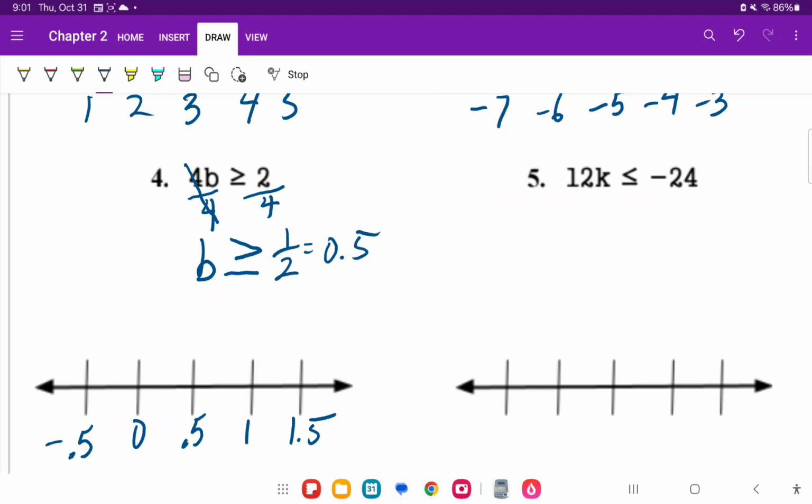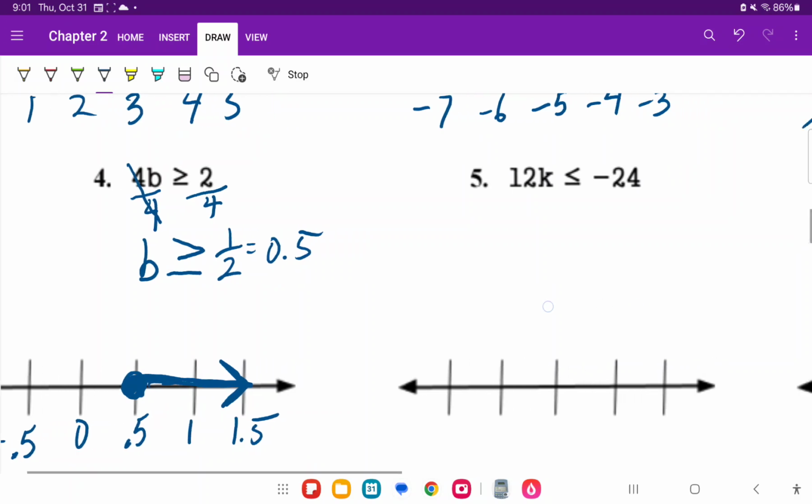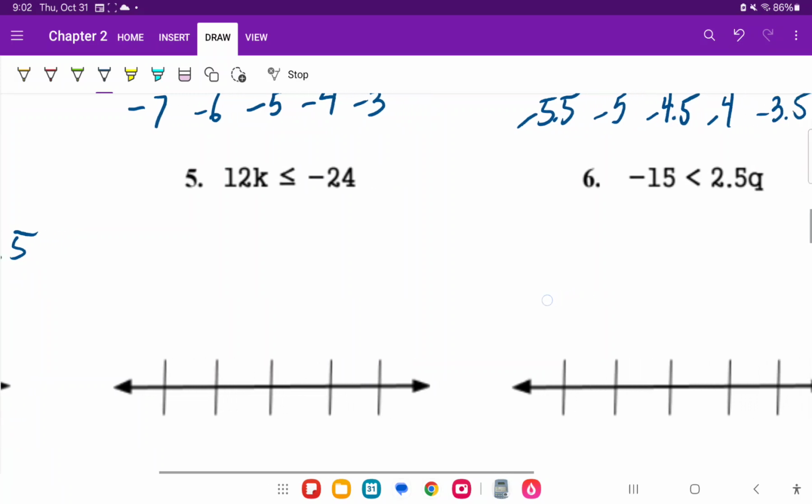Mara, are we going to use an open circle or a closed circle? Closed circle right there at 0.5. And then are we going to draw our arrow to the right or to the left? To the right. All right. Who got that one correct? Way to go.